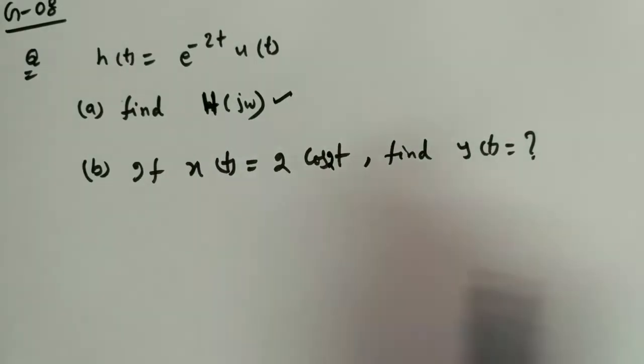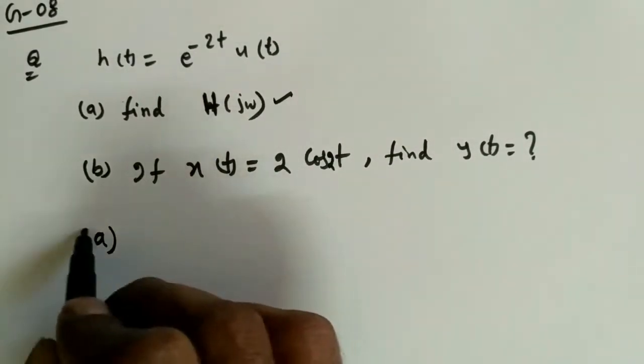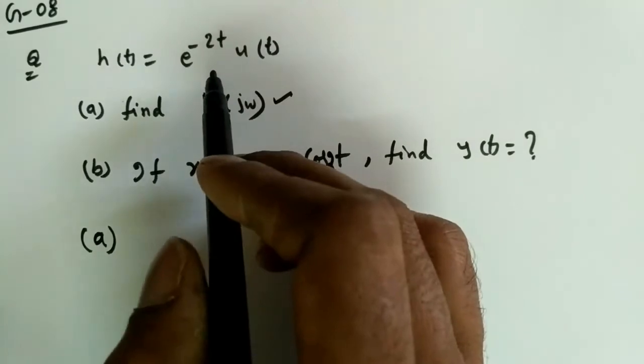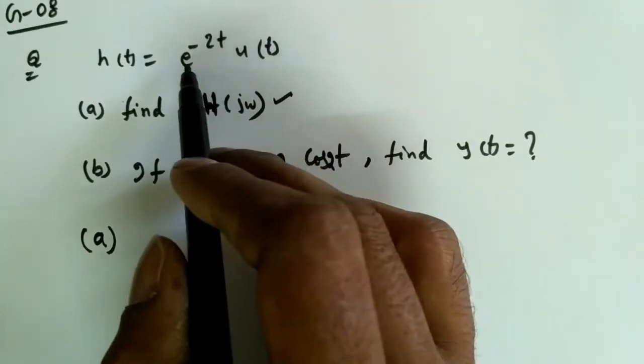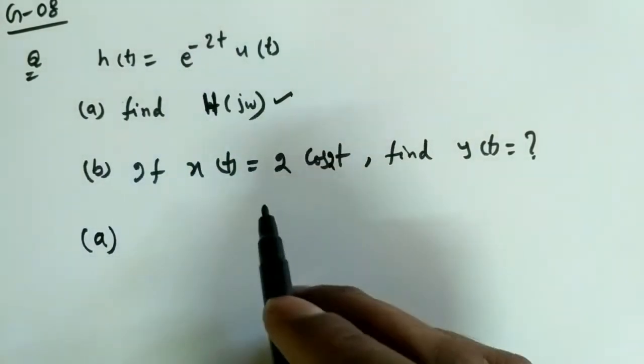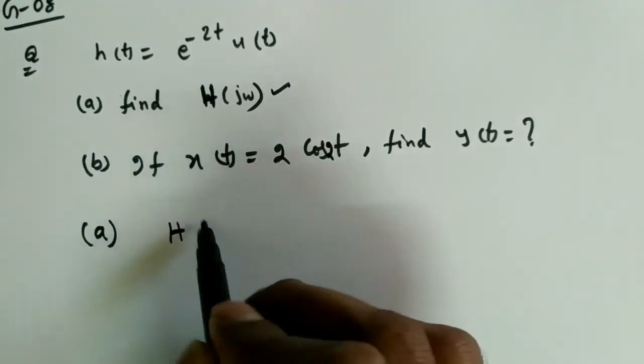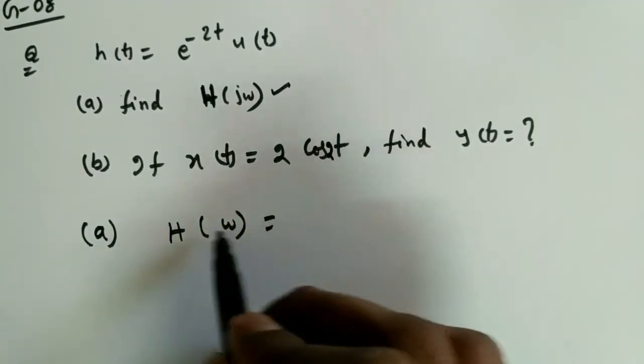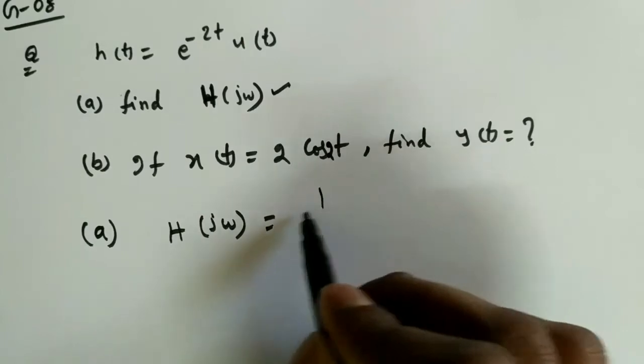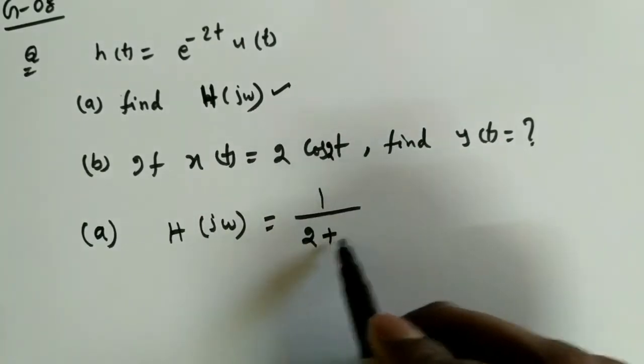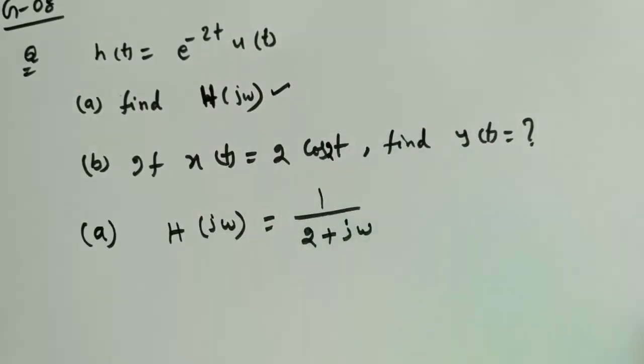It's actually a very simple question. To find option A, it's very simple if you know the basic signal Fourier transform, that is e power minus at into u of t. What is the Fourier transform? Simply I can write H of j omega is 1 by a plus j omega. If a is 2, it is 1 by 2 plus j omega.